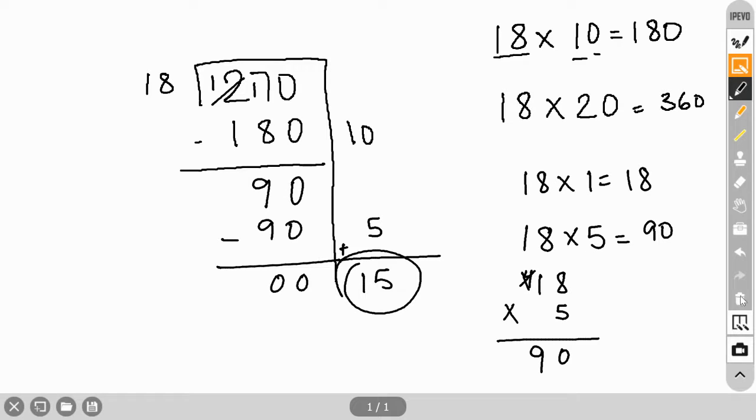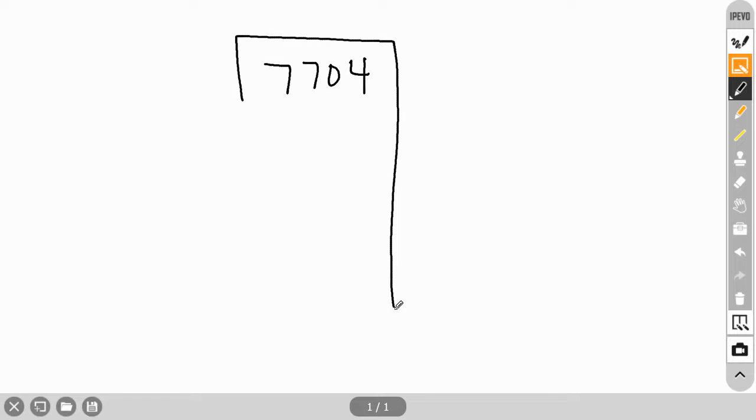All right, so I'm going to do one more. Now I'm going to use a larger number. So it's 7,704 divided by 24. So same thing. Okay, let's find 24. I'm going to do 24 times 10. Now 24 times 1 is 24, add the zero, it's 240. Now, if I put 240 here and take away, I'm still going to be at 7,000 something there. So I would have to do this over and over again.